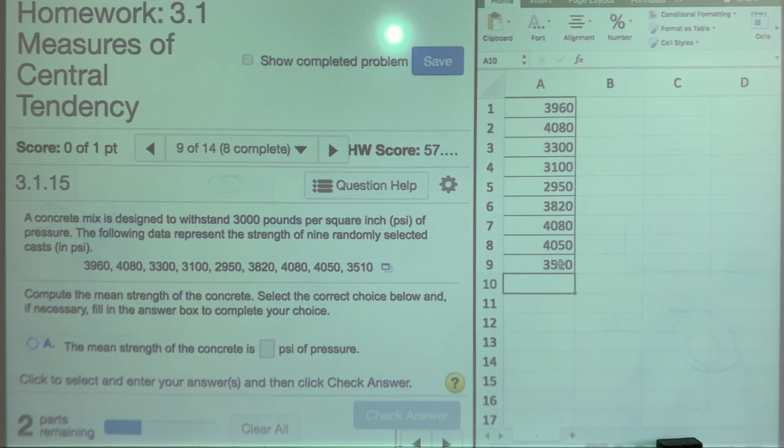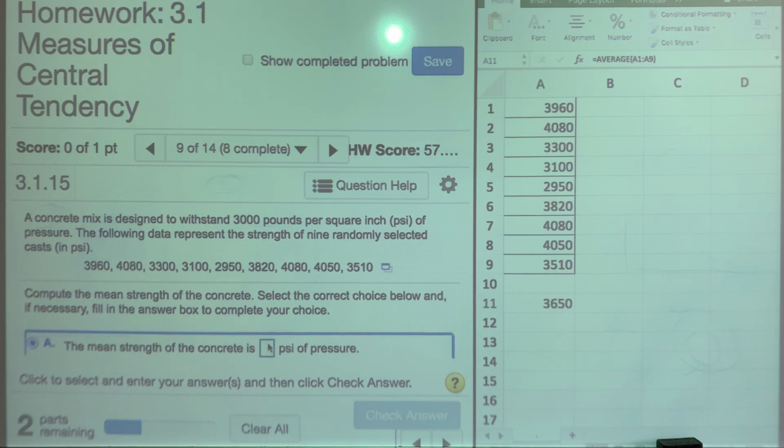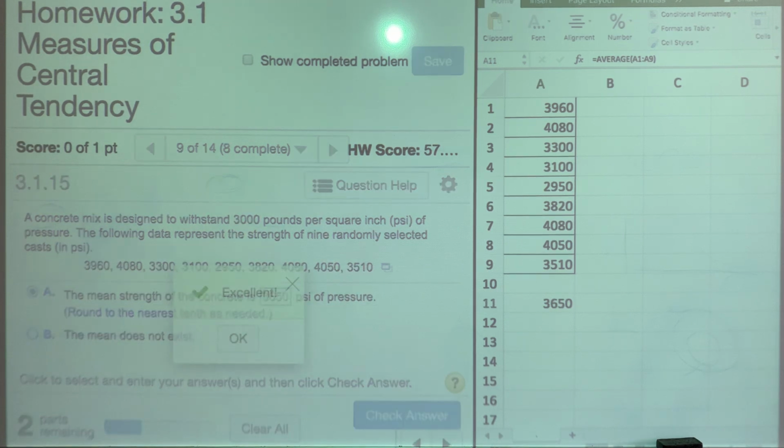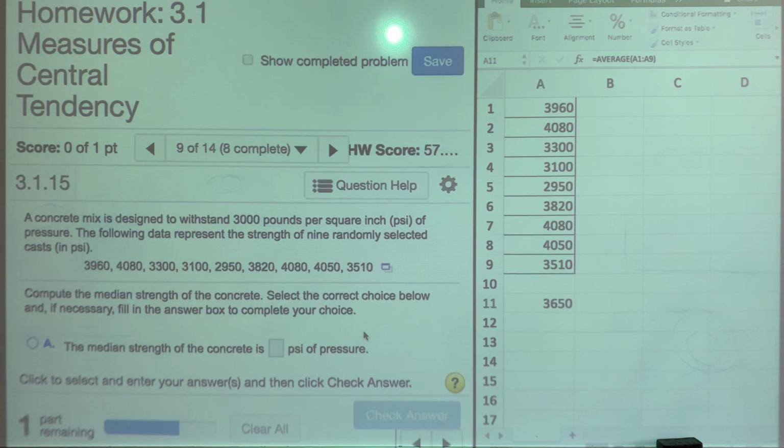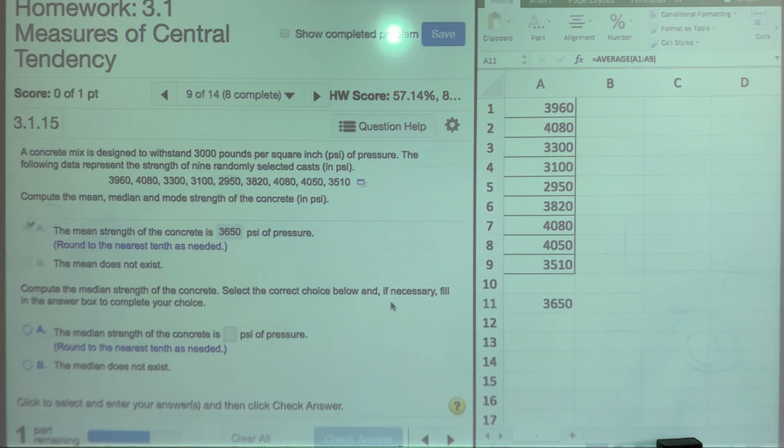So let me show you that one more time. Average, first one, hold down the shift key all the way to the last one. And there's my average, done. I'm going to move this one down here so that I don't mistake that. Okay, so there it is. So the mean strength is 3,650. Got it? Any questions about that at all?